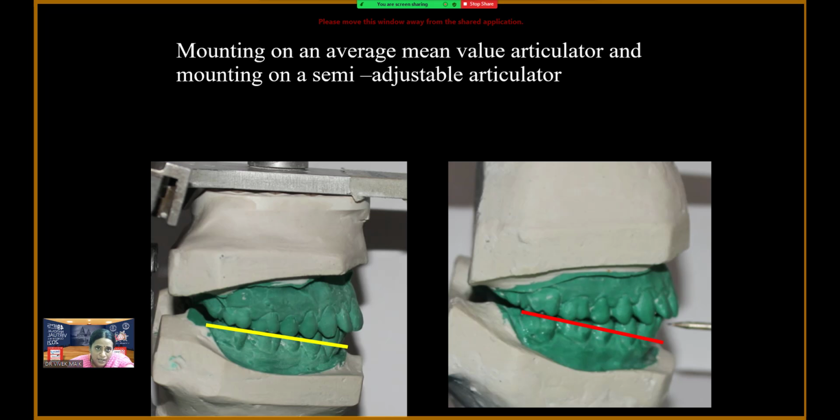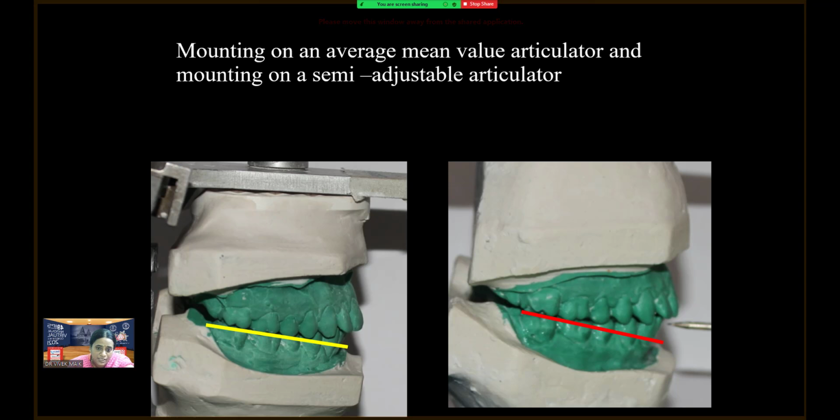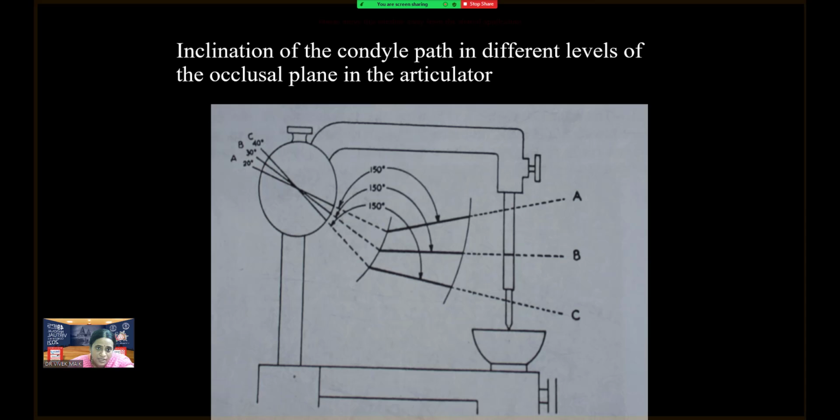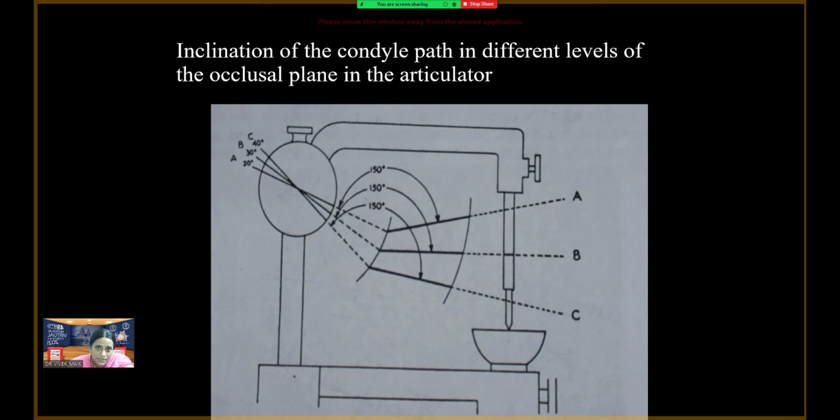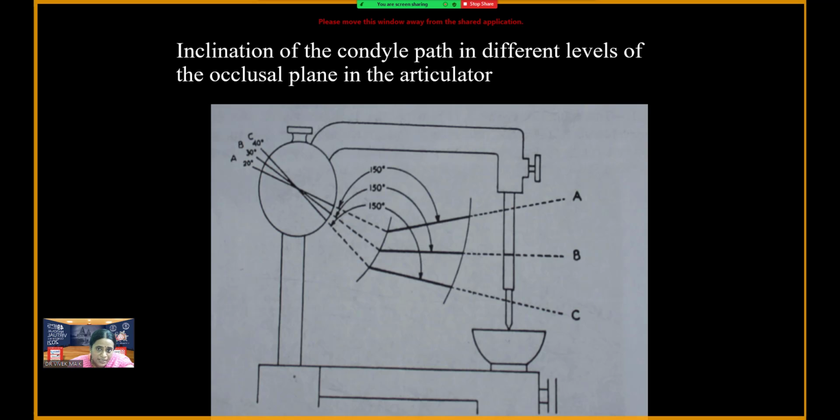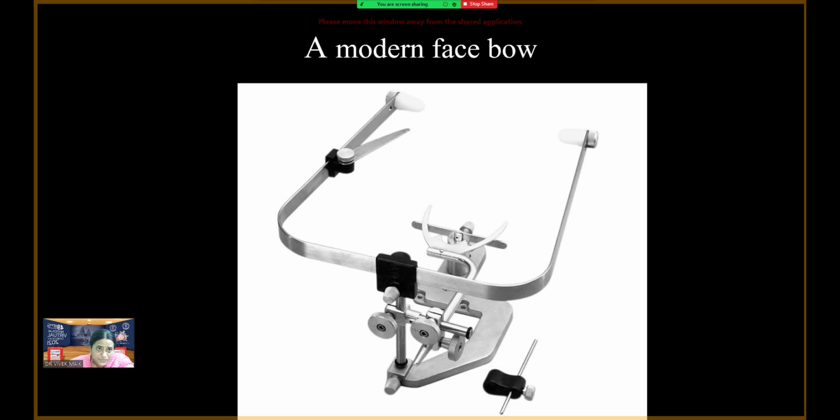This is the mounting on the average mean value articulator on the right side, and a semi-adjustable articulator on the left side. You see the difference in the occlusal plane, and this shows the relation of the condylar path in different levels of the occlusal plane and the articulator, which is A, B, and C. A represents the normal hinge axis, which is located with a mean value articulator. B represents the position of the maxilla in relation to Camper's line, and C represents the position of the occlusal plane in relation to the incisal table.